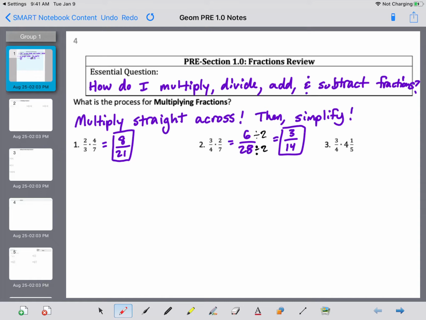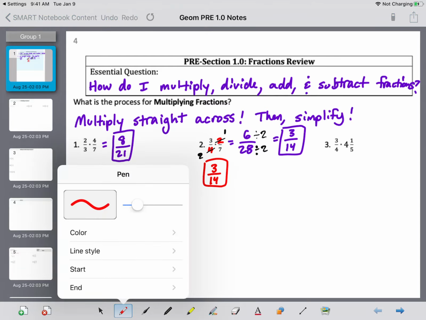I'm going to show you another option for that type of problem, something called cross-reducing. If you notice that this 2 here and this 4 here are both divisible by 2, we can reduce this down to 1 and 2. What I did there is divide both of those values by 2. Now if we multiply straight across, 3 times 1 is 3, and 2 times 7 is 14. So either way, you'll get the same answer. Whichever method is more comfortable for you, do that.